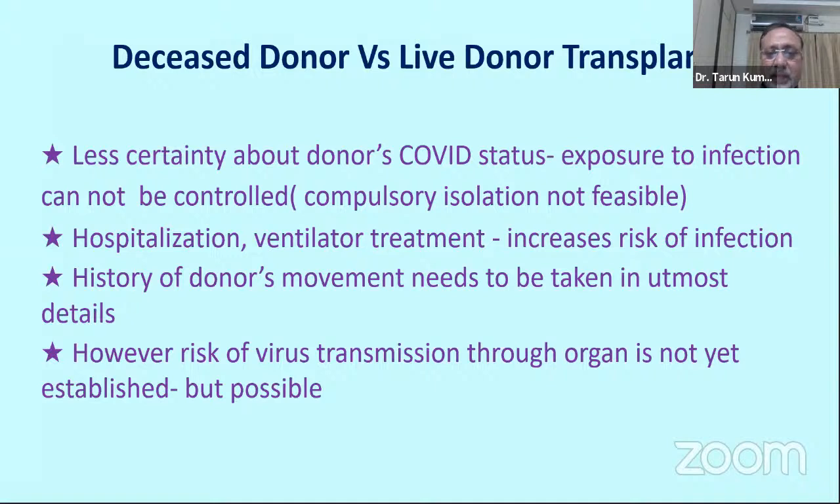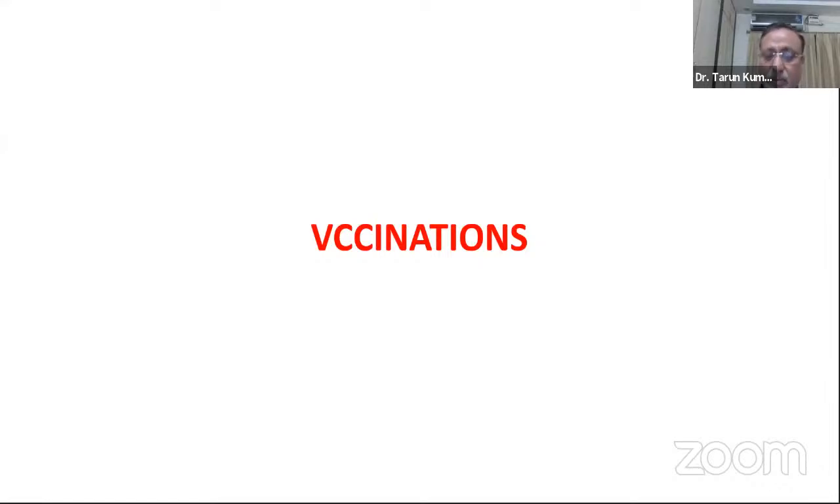But we need to take the history of the donor's exposure to possible COVID infected patients, or any history of fever or cough or any symptom suggestive of COVID infection in the donor. And in case of any doubt, we should not accept the cadaver donor who may have a COVID infection. Although we do a thorough checkup of the cadaver donor and we do COVID testing, any history suggestive of having come in contact with a COVID infected patient would warrant that the donor should not be accepted for transplantation. So stringent precautions are to be taken so that we do not land up with COVID infection after transplantation.